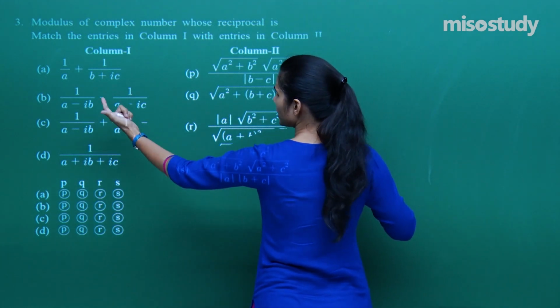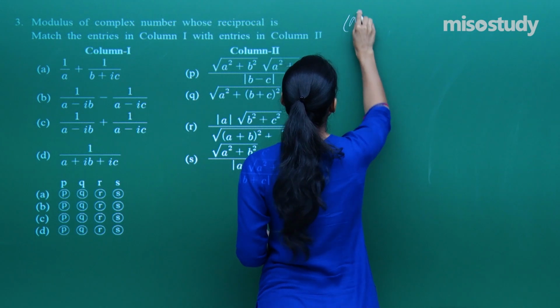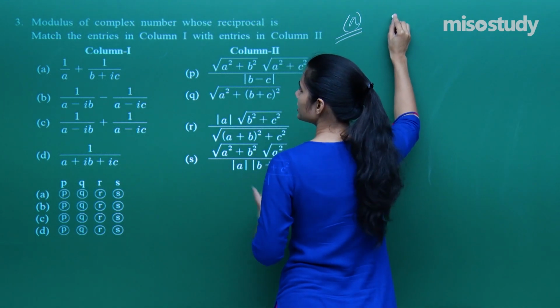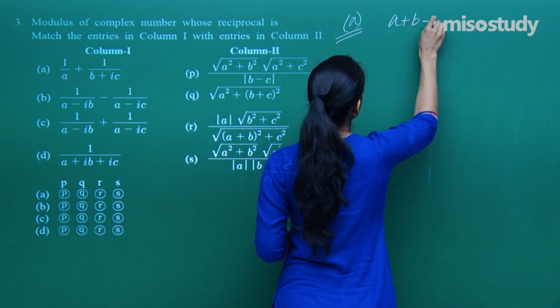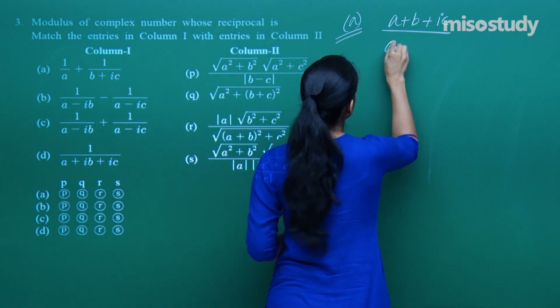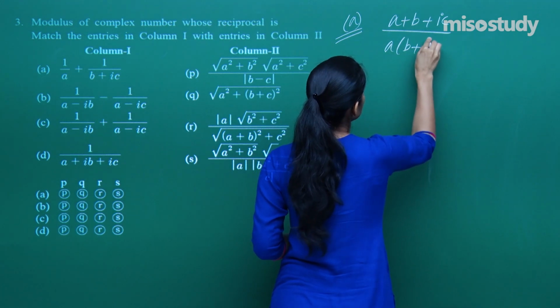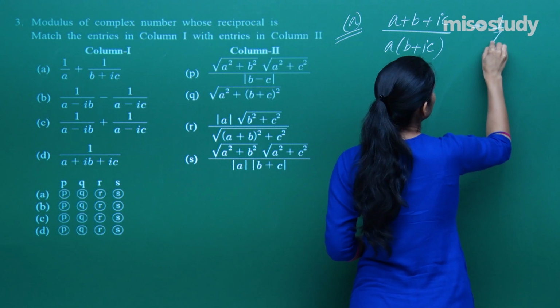First complex number is 1 upon a plus 1 upon b plus iota c. If you take out the exact complex number, it is b plus iota c plus a. So it is a plus b plus iota c upon a into b plus iota c. This is my reciprocal complex number.